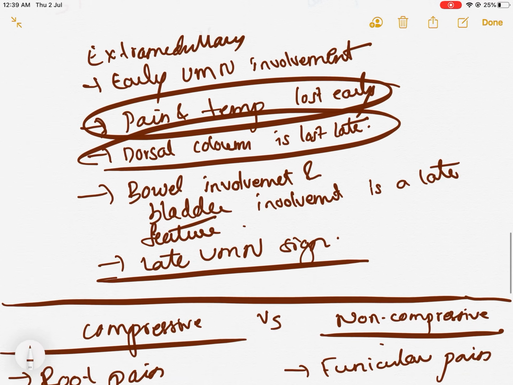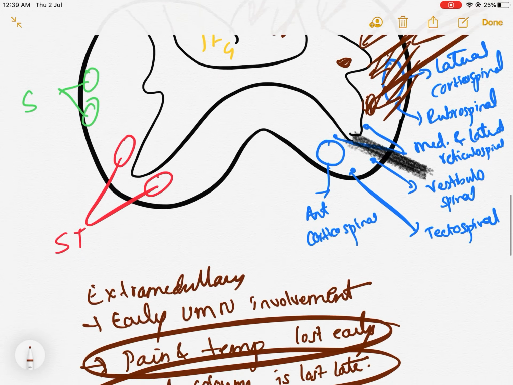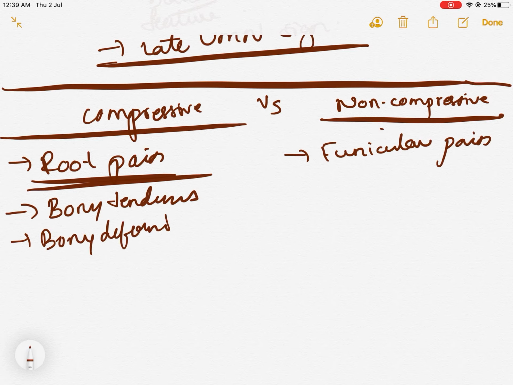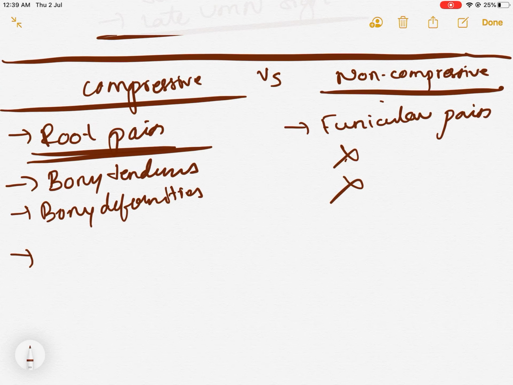Now, as I said here, an extramedullary lesion involves either the vertebral column, that is the vertebra itself, or the intervertebral disc. So what will be there is bony tenderness, bony deformities, okay, which are absent here. So these are the basic three main differences.